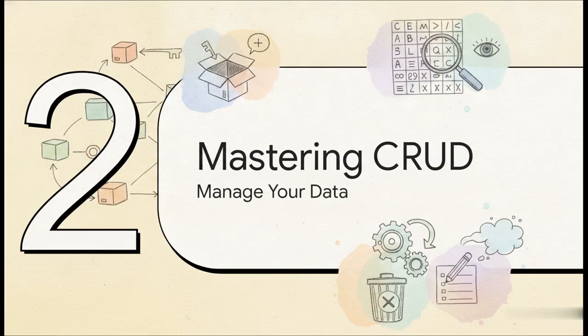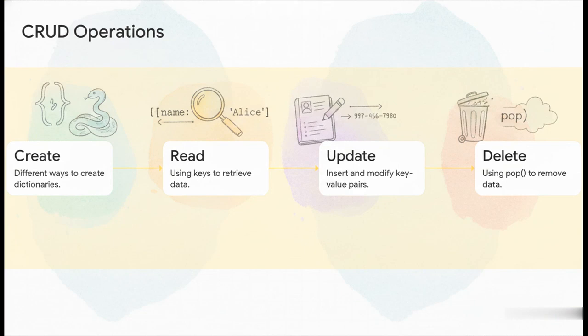Moving right along to Section 2, Mastering CRUD Operations. Now, CRUD stands for create, read, update, and delete. And these 4 steps basically represent exactly how a piece of data lives and breathes within a Python script. First up, we create our dictionary. We can do this in a few different syntax styles, but mostly you'll see people doing it by wrapping their key-value pairs in curly braces. Second, we read that data by passing the key into our code to fetch its corresponding value. Third, because data changes over time, right, we update our dictionary. This means we can either insert brand new key-value pairs or just overwrite an existing value, like if a friend gets a new phone number. And finally, step 4, we delete unneeded data to keep our systems nice, clean, and efficient.